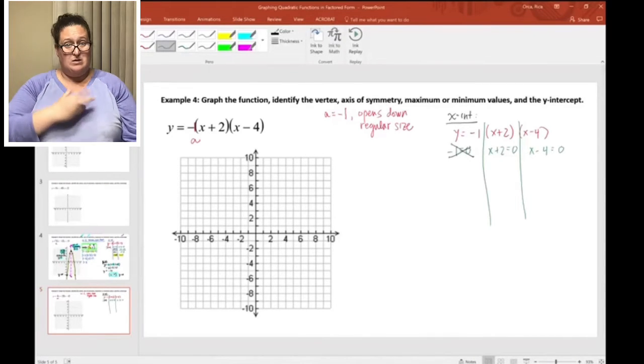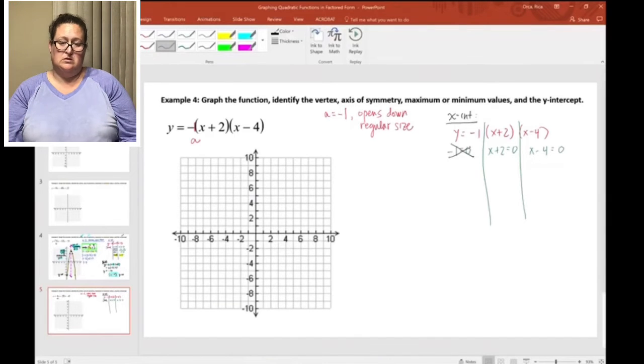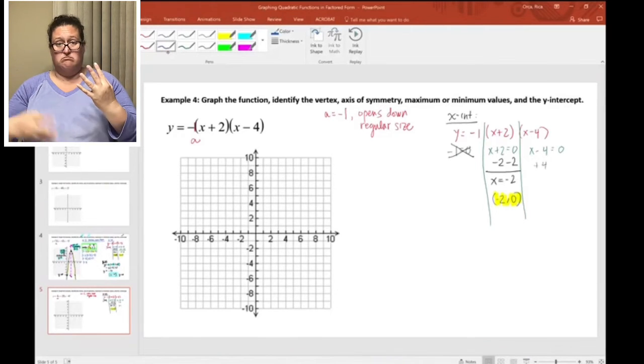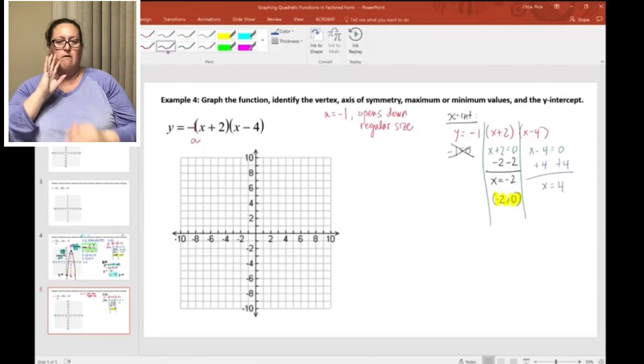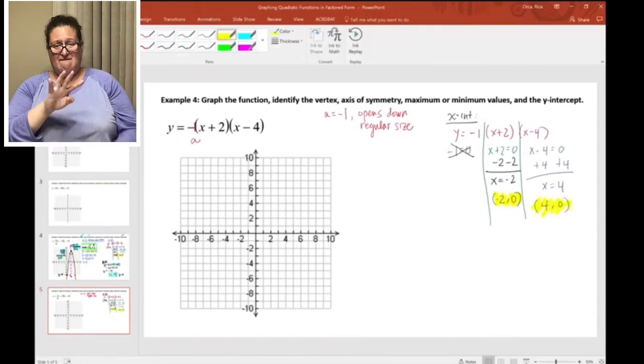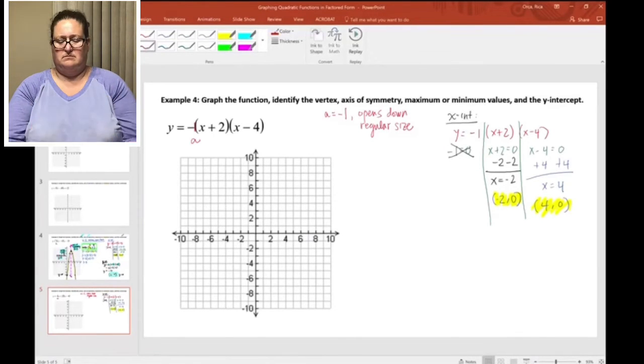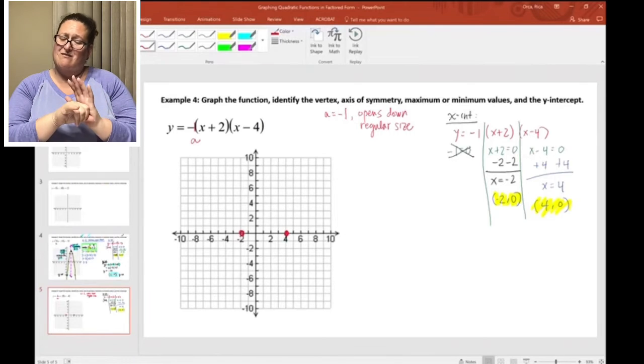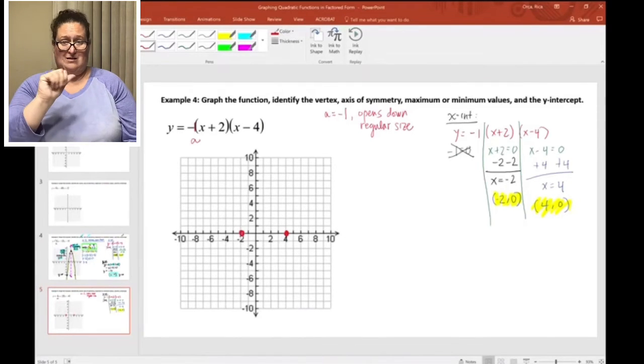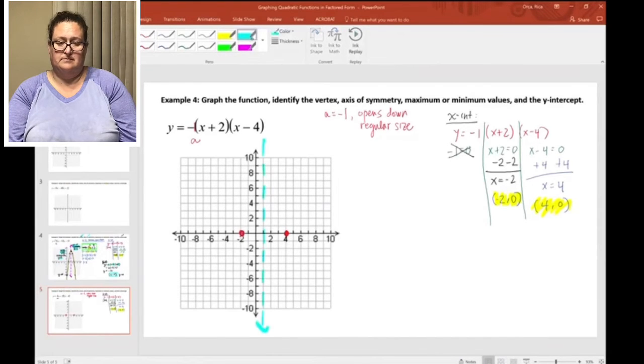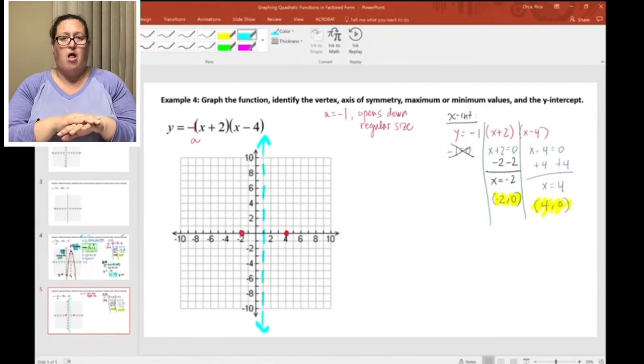In our second equation, we have x plus 2 equals 0. If we were to solve for x, we would subtract 2 to both sides, and x would equal -2. So our first point is at -2, 0. For our third equation, we want to add 4 to both sides, and x will equal 4. So our second point is at 4, 0. Let's plot them. -2, 0, 4, 0. Now we need to identify our axis of symmetry. Our axis of symmetry will fall on 1. So we know that the vertex is going to fall somewhere along our axis of symmetry.